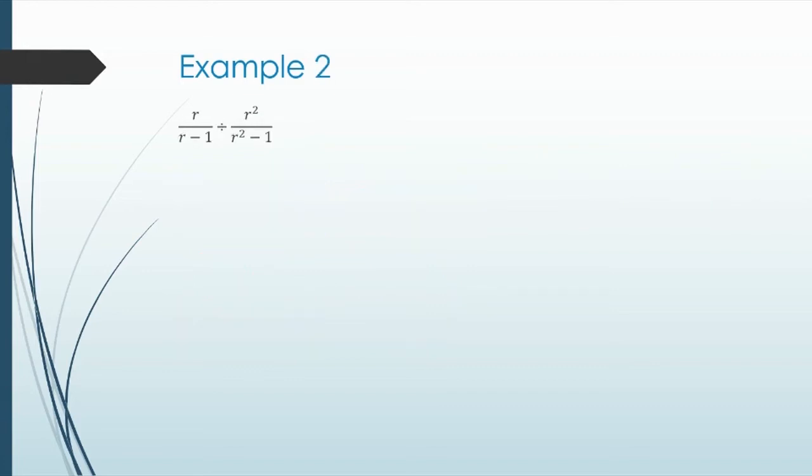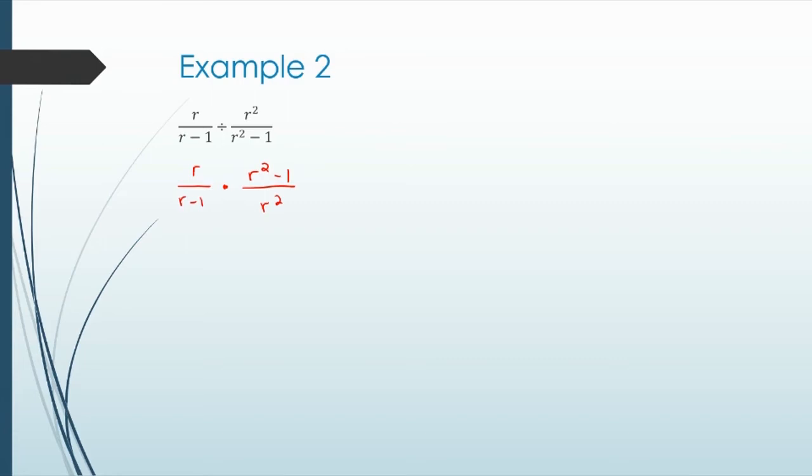Okay, example 2. Now this one's division. So the first step is to take the reciprocal and turn it into multiplication. So the first fraction stays the same. That's r over r minus 1. And then we get multiplication. And then I take the reciprocal, r squared minus 1 over r squared. So now that I've turned this into multiplication, now I can factor, find the domain, do all that.